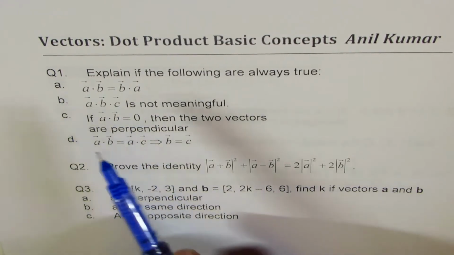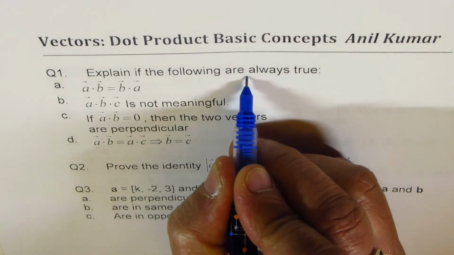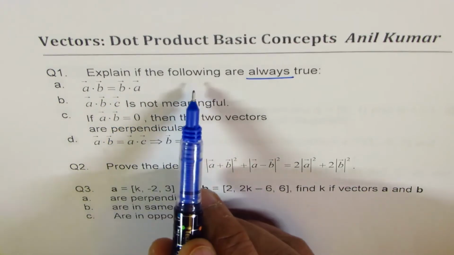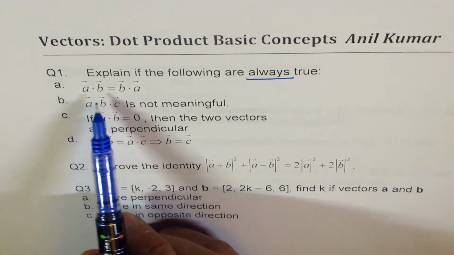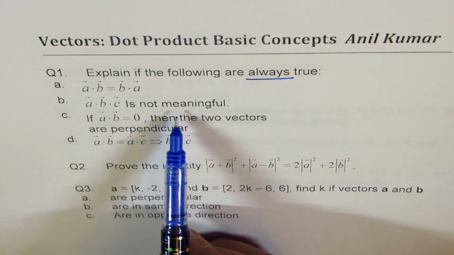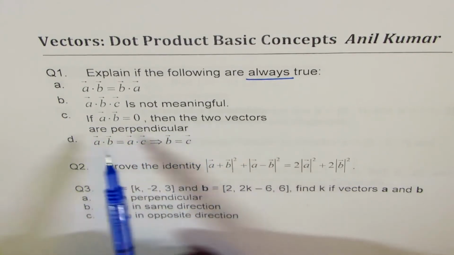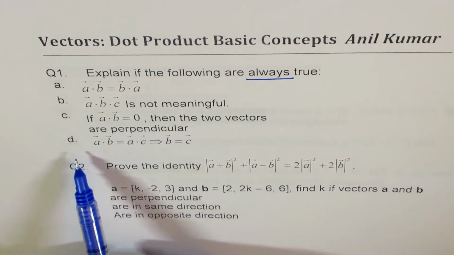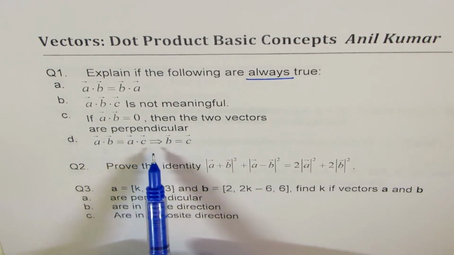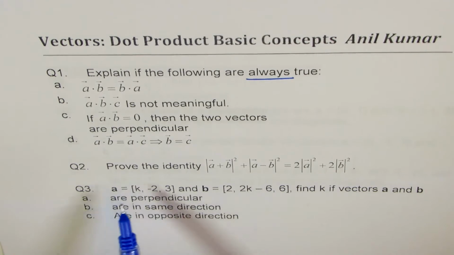Question number 1 is: explain if the following are always true. So the word always is kind of important to understand. A: A dot B equals B dot A. B: A dot B dot C is not meaningful. C: if A dot B equals 0, then the two vectors are perpendicular. D: A dot B equals A dot C implies that vectors B and C are equal. You can actually pause the video, copy these questions, answer, and then look into my suggestions.